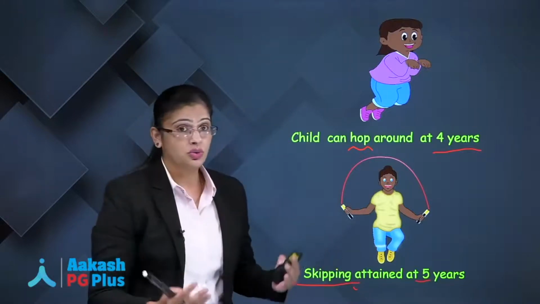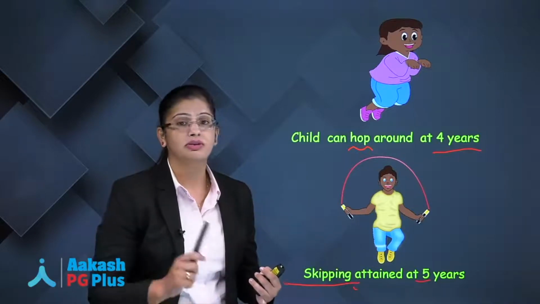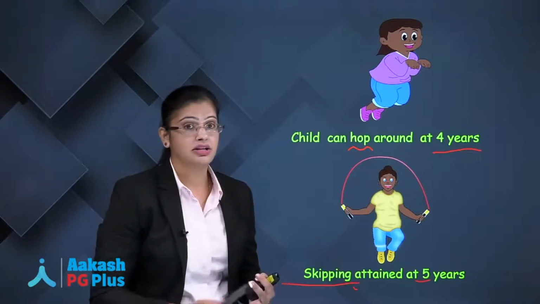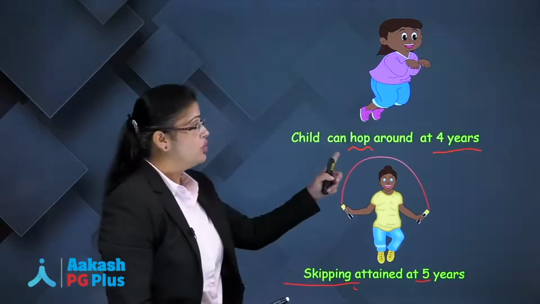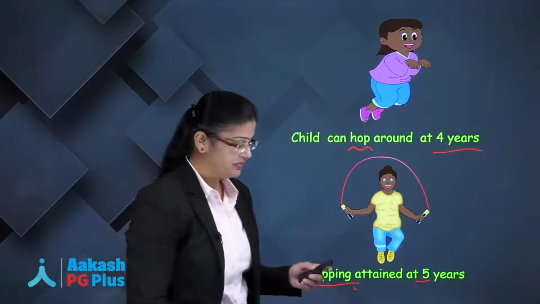So if you just want to remember, at 1 year, the child will be able to walk. At 2 years, he will be able to run. At 3 years, he will ride a tricycle. At 4 years, he will hop. And at 5 years, he will learn to skip.